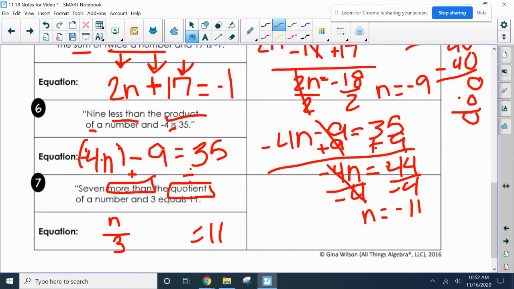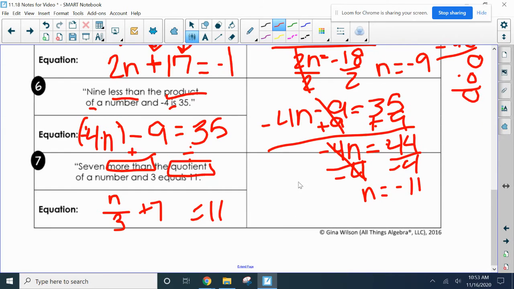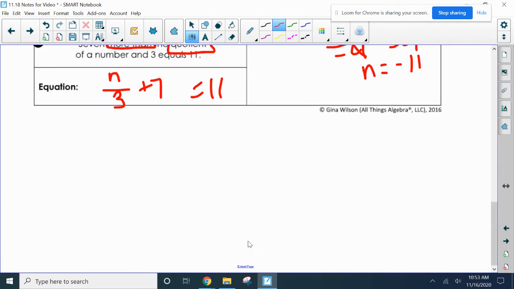When we have quotient of a number and 3, if it's a 3 and a number, that order is important. Whatever comes first, that's what goes on top. So when it says a number and 3, you put number over 3. Quotient means division, and then the order matters from top to bottom, number and 3. And then 7 more than that. I'm going to scroll down so that I can leave that one there, but also work this one out.